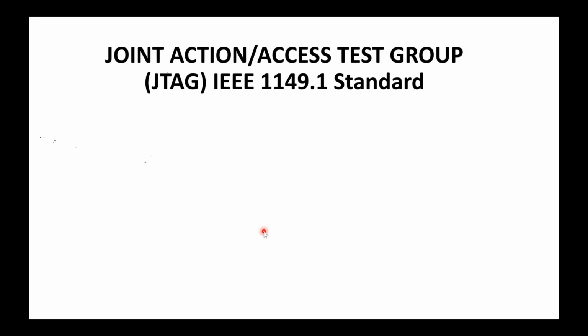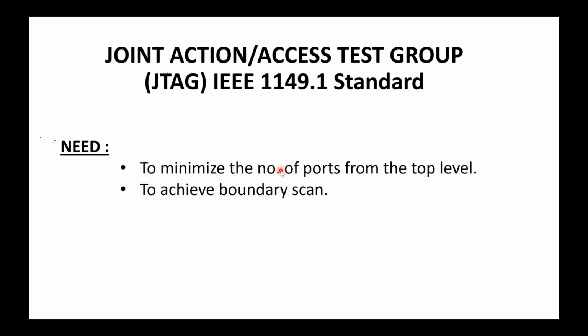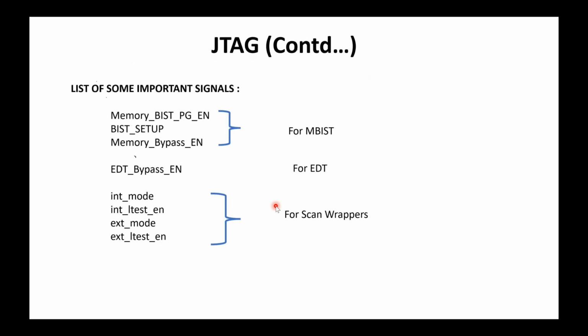Next we have JTAG, Joint Test Action Group. It is an IEEE standard, the IEEE 1149.1 standard. The main requirement of JTAG is to minimize the number of ports from the top level and to achieve boundary scan. So these are the two main needs of JTAG. We will see an overview of these two things in our upcoming slides.